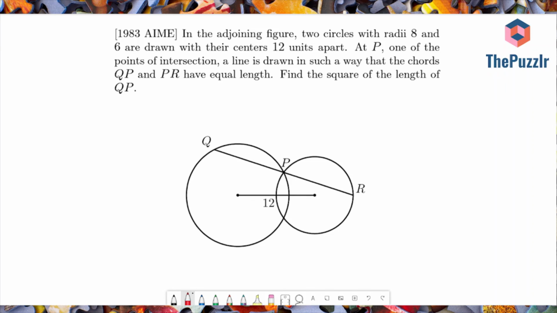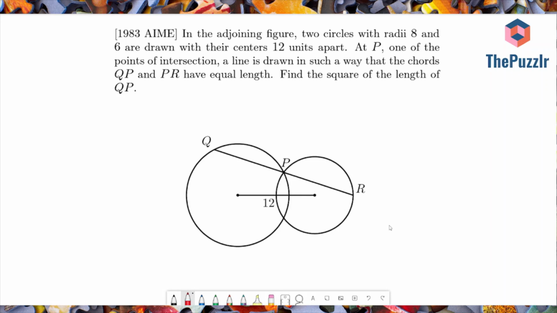So in the adjoining figure, two circles with radii 8 and 6 are drawn with their centers 12 units apart. At P, one of the points of intersection, a line is drawn in such a way that the chords QP and PR have equal length. Find the square of the length of QP.